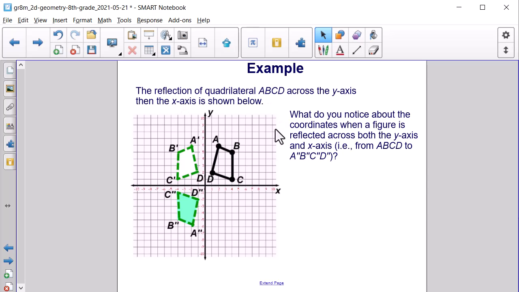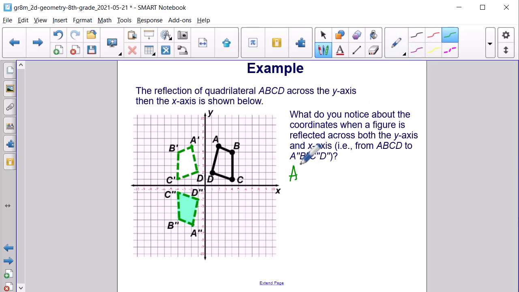All right, so the reflection of quadrilateral ABCD across the y-axis and then the x-axis is shown below. And it does generally match the diagrams that we had created when we drew it out ourselves. What do you notice about the coordinates when a figure is reflected across both the y-axis and the x-axis? In other words, what's the relationship between the coordinates from quadrilateral ABCD to quadrilateral A double prime, B double prime, C double prime, D double prime? So let's actually see if we can find that relationship.